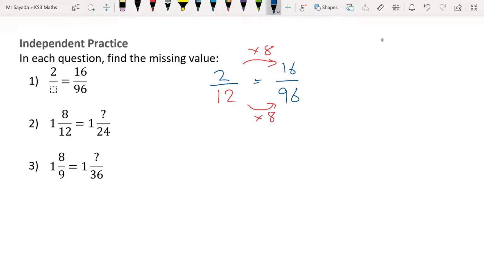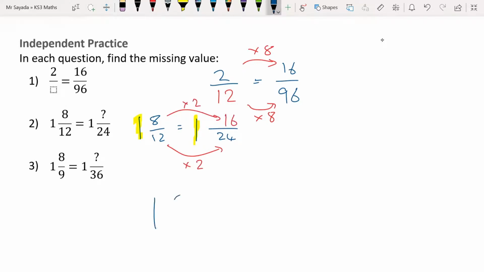The next one, we've got 1 and 8/12 equals 1 and something over 24. So the 1 is the same in both cases, so we can ignore that. What has the 12 been multiplied by to make 24? It's been multiplied by 2. So the 8 must also be multiplied by 2 to make 16 over 24.